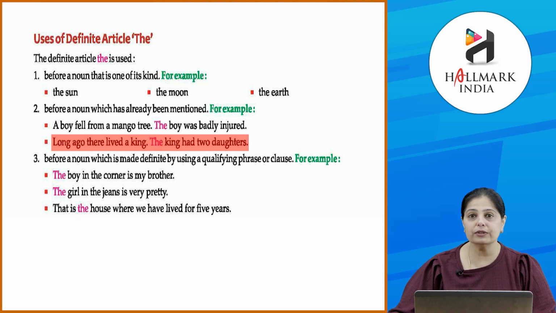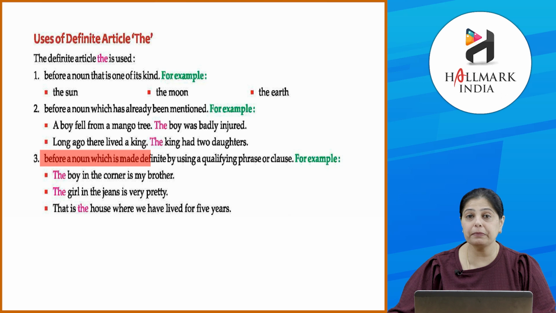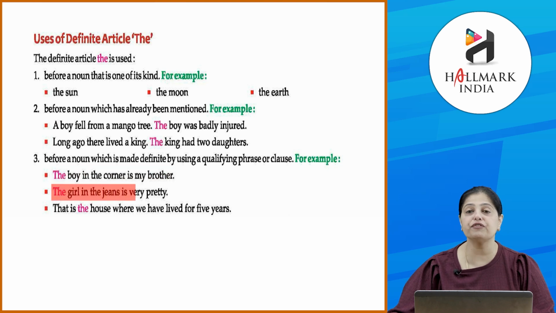Okay, long ago there lived a king. The king had 2 daughters. Okay, now before a noun which is made definite by using a qualifying phrase or clause. Okay, for example, the boy in the corner is my brother. Okay, the girl in the jeans is very pretty.